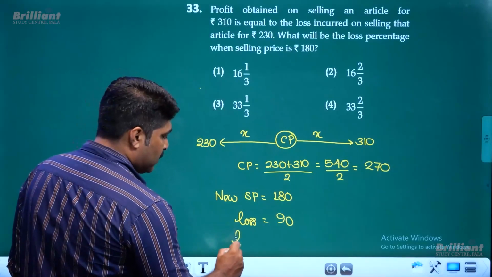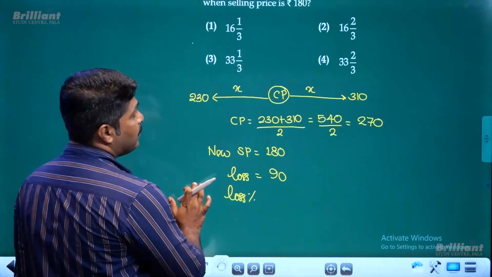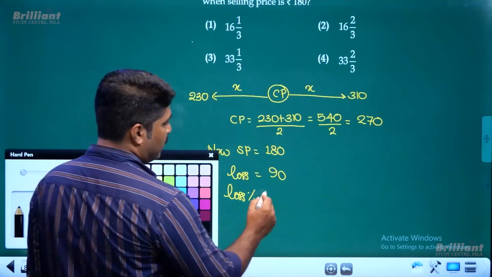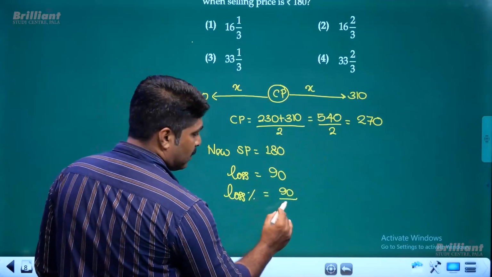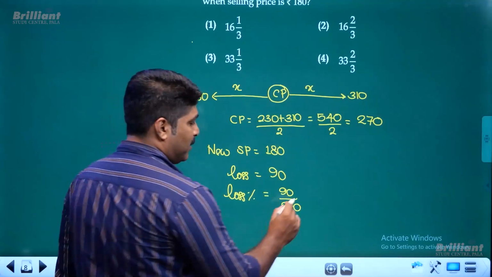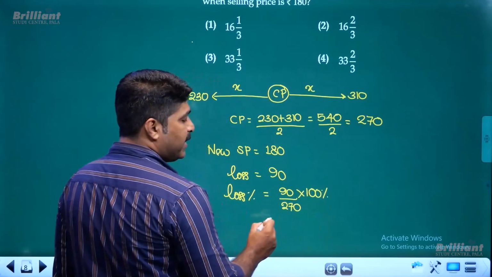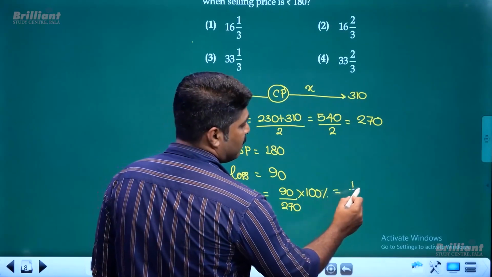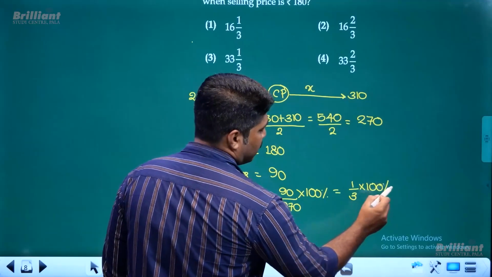Then what is the loss percentage? In such a situation, the loss percentage is the loss out of the cost price, into 100. And we can simplify it easily. This is 90 by 270, which is simply 1 by 3, right? 1 by 3 into 100%.